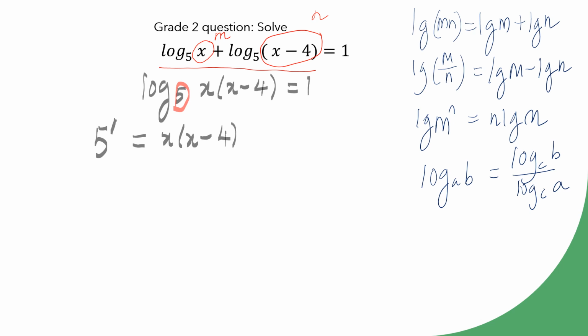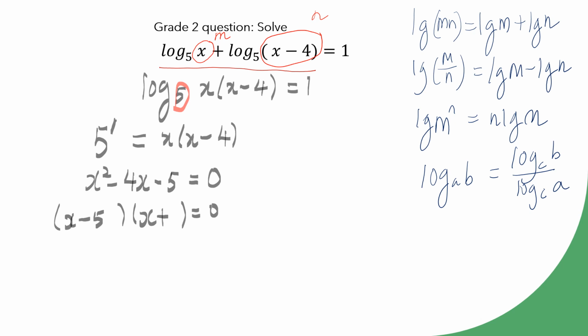Right, so how do we solve it? We just have to expand your right hand side to get x squared minus 4x, and then bring the 5 together with it to form a quadratic equation. Then the next thing is you just factorize it. Right, and you get x equals 5 or x equals negative 1.